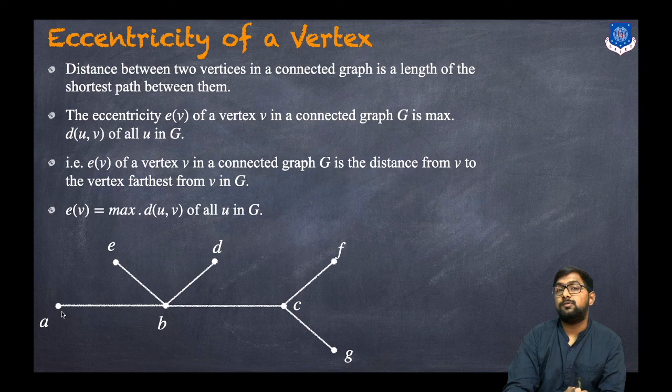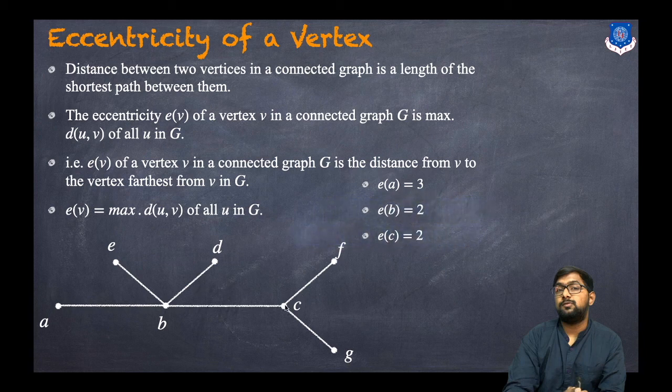We can go from A to E, so that is 2. Now A, B, B to C, C to F, or C to G. So the farthest distance from A is to F, it is 3. So the eccentricity of A is 3. Now what about B? We can go from B to E, that is 1 distance. B to C, that is 1. Now B to F, that is 2. So the farthest distance is 2 here for B. So the eccentricity of B is 2.